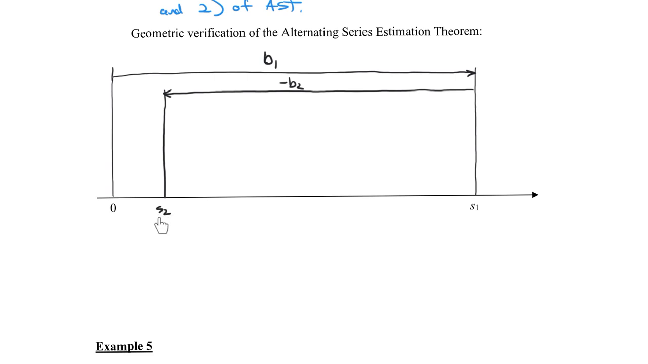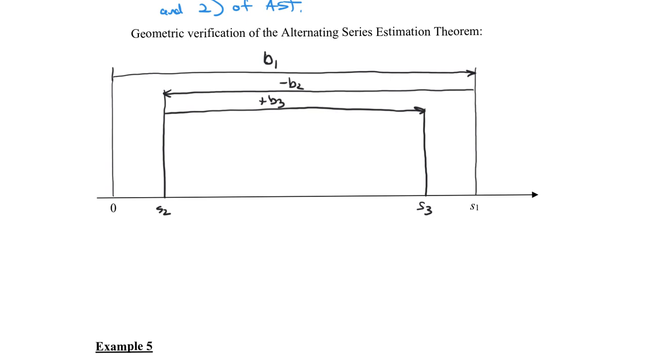So if I take the sum of the first two terms and I add b sub 3, it's going to go over this way because b sub 3 is going to be positive. Also, since these have to get smaller and smaller, b sub 3 is going to be smaller in magnitude than b sub 2. So now I add b sub 3, that brings us over here, and now I've got s sub 3, the sum of the first three terms, right?